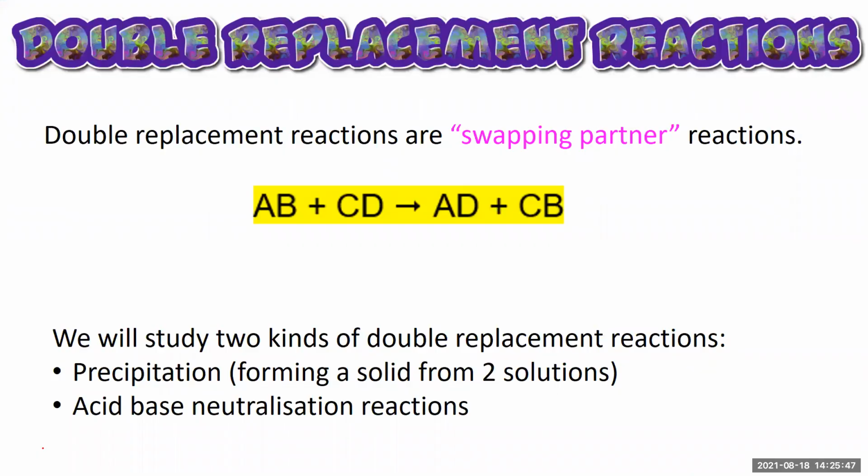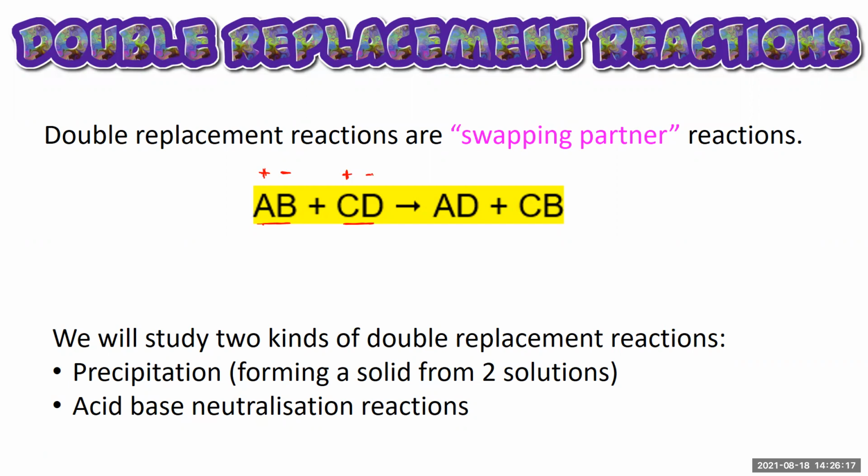Precipitation reactions are what we call double replacement reactions. And an easy way to think of a double replacement reaction is that it's a swapping partners reaction. So what we actually have is two ionic compounds. I've just listed them here as AB and CD. So of course the A is the positive ion because you always mention that first, and B is negative, and C is a positive ion and D is negative.